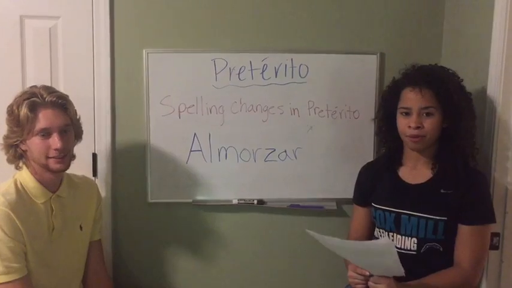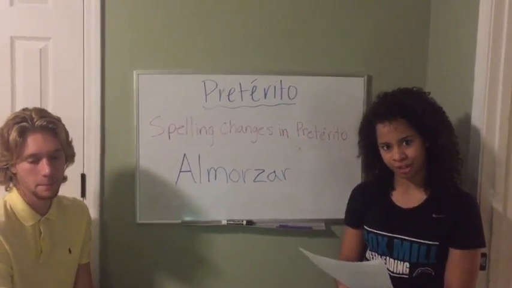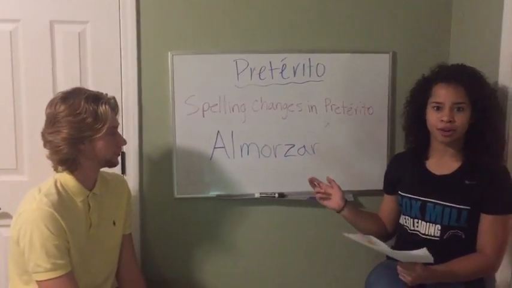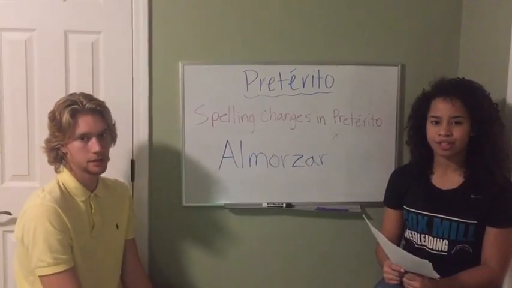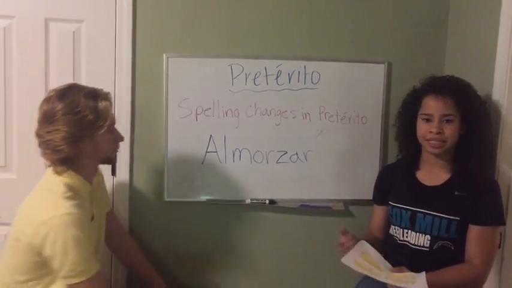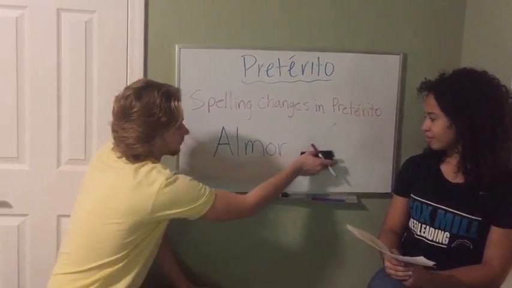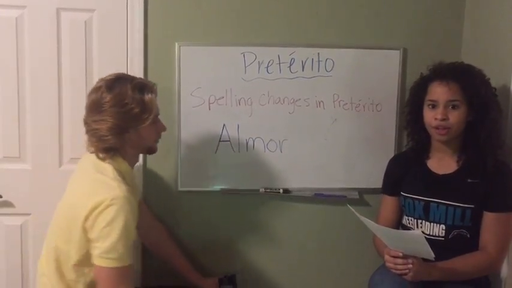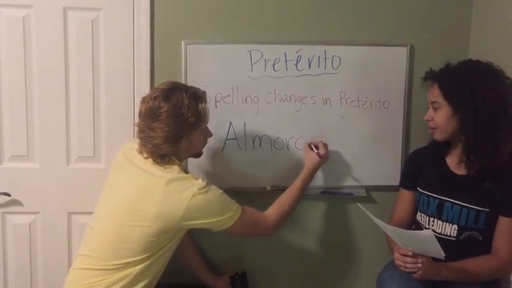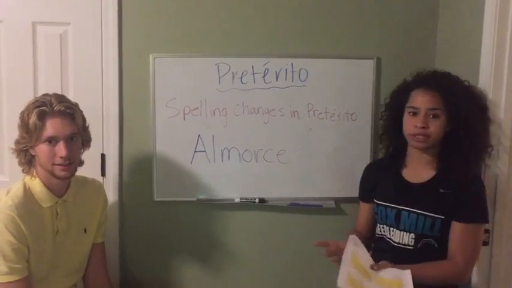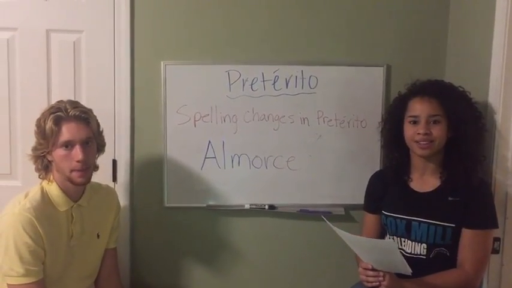A final example of this type of spelling change occurring is in almorzar, which means to have lunch. First, you drop the ZAR. After dropping the ZAR, you add CÉ. You now have almorcé, which means I ate lunch.